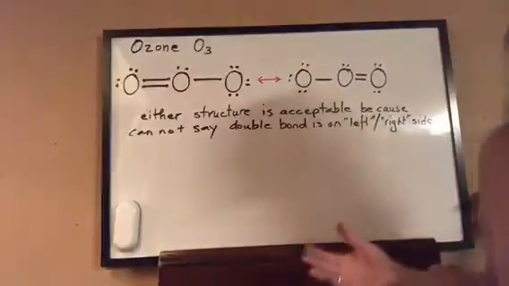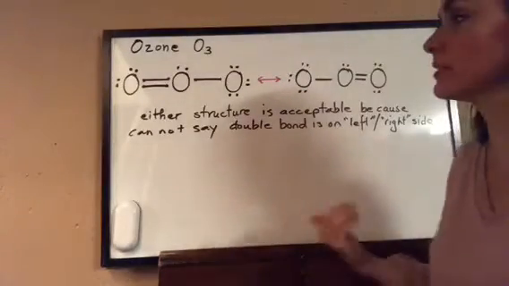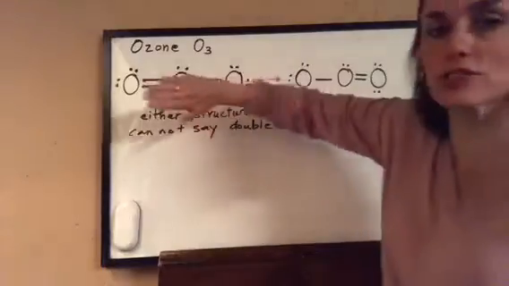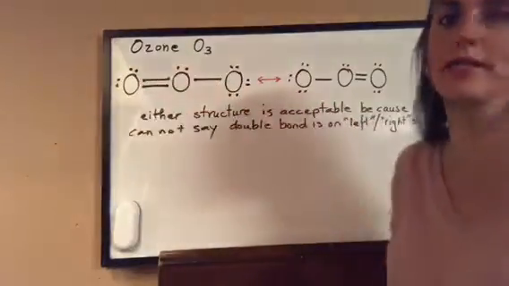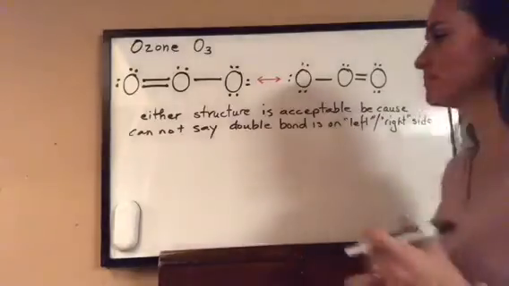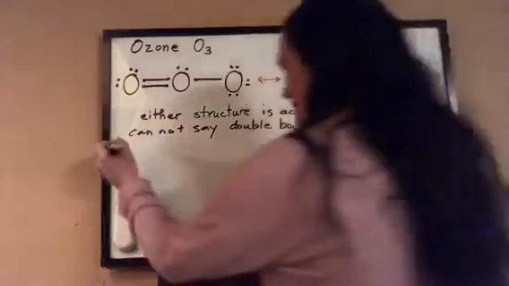What we do know is that we have one double bond and one single bond. Where the location of the single and double bond are, we can't pinpoint that. The molecule is not stuck on the board or stuck on a page. It's a three-dimensional molecule that we cannot see with our human eyes, but that exists.